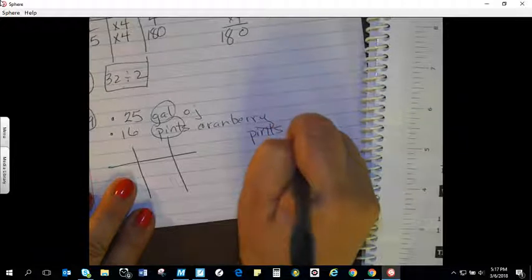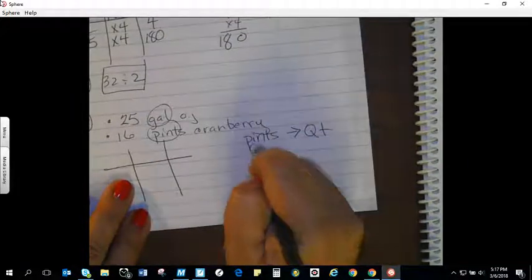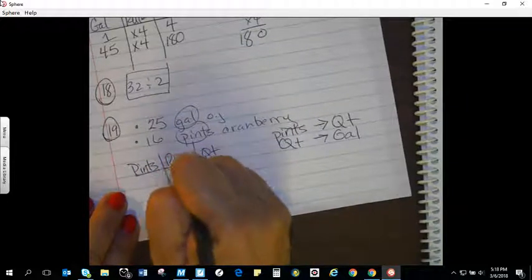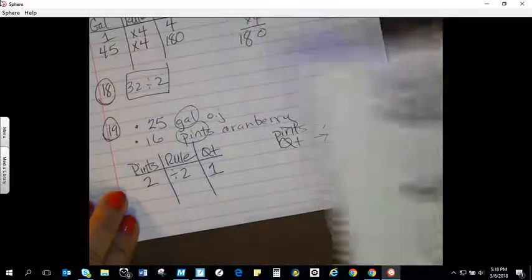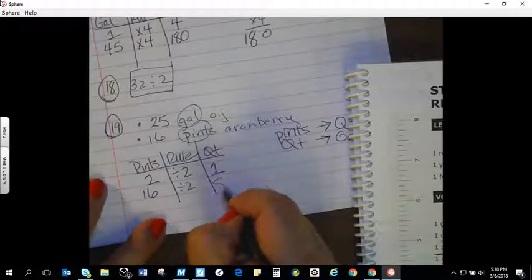I got to go from pints to quarts, and then quart to gallon. So here I'm going pints to quarts, and my rule is for every 2 pints I have, it's 1 quart. 2 divided by 2 equals 1. Said I had 16. 16 divided by 2, I have 8 quarts.